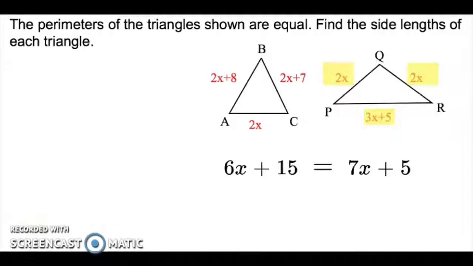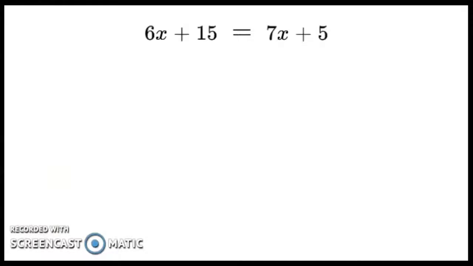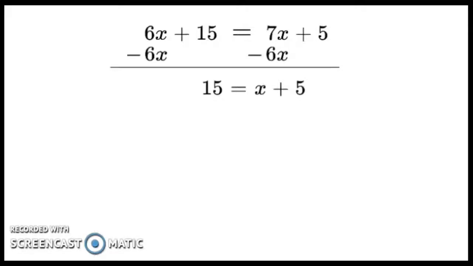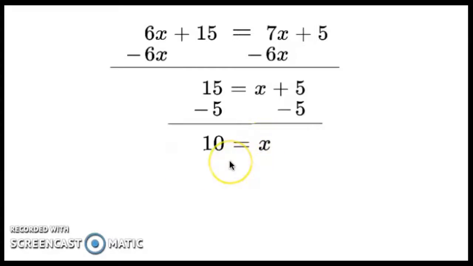So let's do that. Start by moving the smallest variable, which is 6x, so subtract 6x from both sides. We have 15 equals x plus 5. Subtract 5 on both sides, you'll get 10 equals x. Now we know what x is. What we need to do to find each side length is substitute in 10 for x for each and every side length.